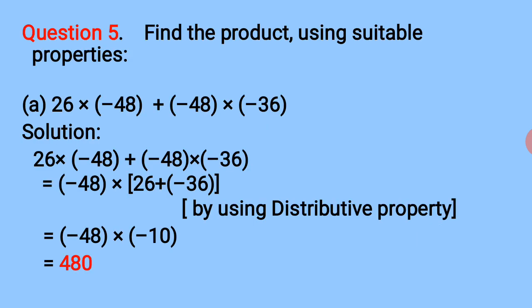Question number 5. Find the product using suitable properties. You are supposed to use properties. It is clearly mentioned in the question. If it is mentioned in the question, you are actually being tested on whether you are able to use the properties. That is why it becomes compulsory for you to use the properties.